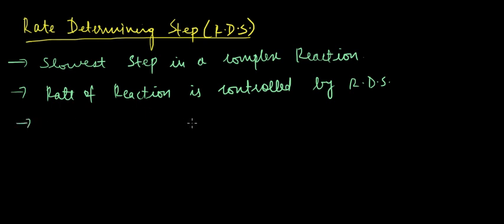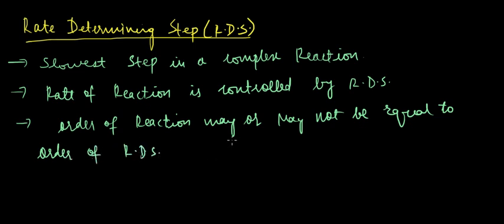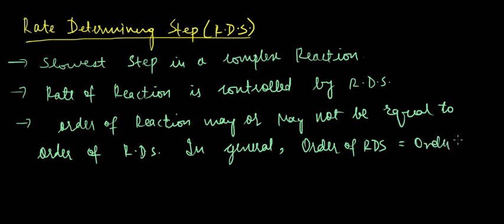Next, the order of the rate determining step may or may not be equal to the order of reaction. Order of reaction may or may not be equal to order of rate determining step or RDS. But in general, it is observed that order of RDS is in fact equal to order of reaction. But this is just the general principle. This is not universal.